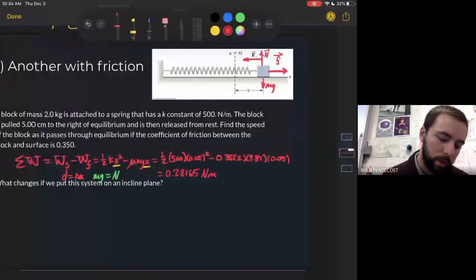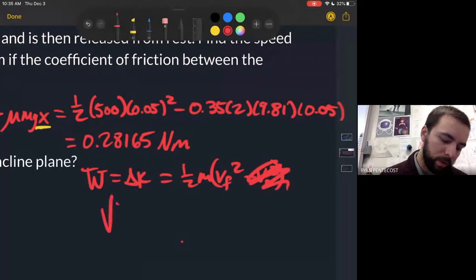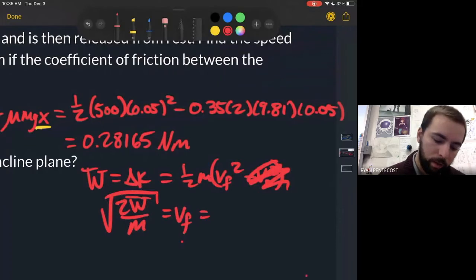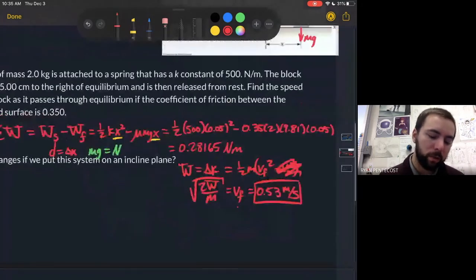Now, we want the speed, right? So we would take work equals delta K, which is going to be 1/2 m v final squared minus v naught squared. But again, starting from rest. So we actually have the same equation as last problem: the square root of 2 work over m equals v final. And if you plug that in, you will get 0.53 meters per second. All right, so that is the velocity that we get as the object passes through the spring's equilibrium.